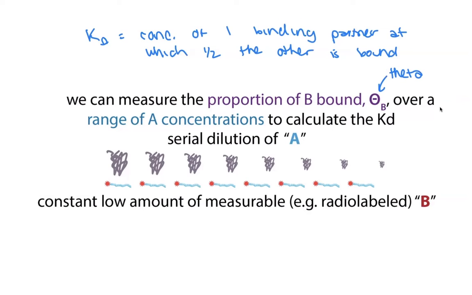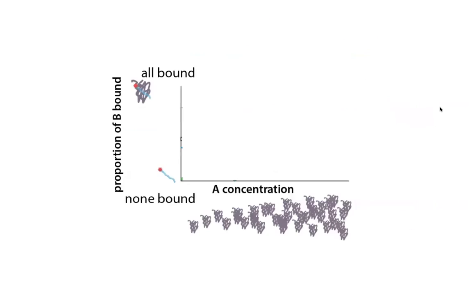Often what this means in practice is you would make a serial dilution of A. When we talk about serial dilution, we're diluting something by the same dilution factor over and over and over. So we can span a wide range of concentrations. And then we have a constant low amount of something measurable, B. We'll get more into why this needs to be a low amount in a minute, but it does. So we have a constant amount of one partner, a variable amount of the other partner, and then we mix them, we let them reach equilibrium, and then we take that census, we see how much is bound and how much of it is unbound.